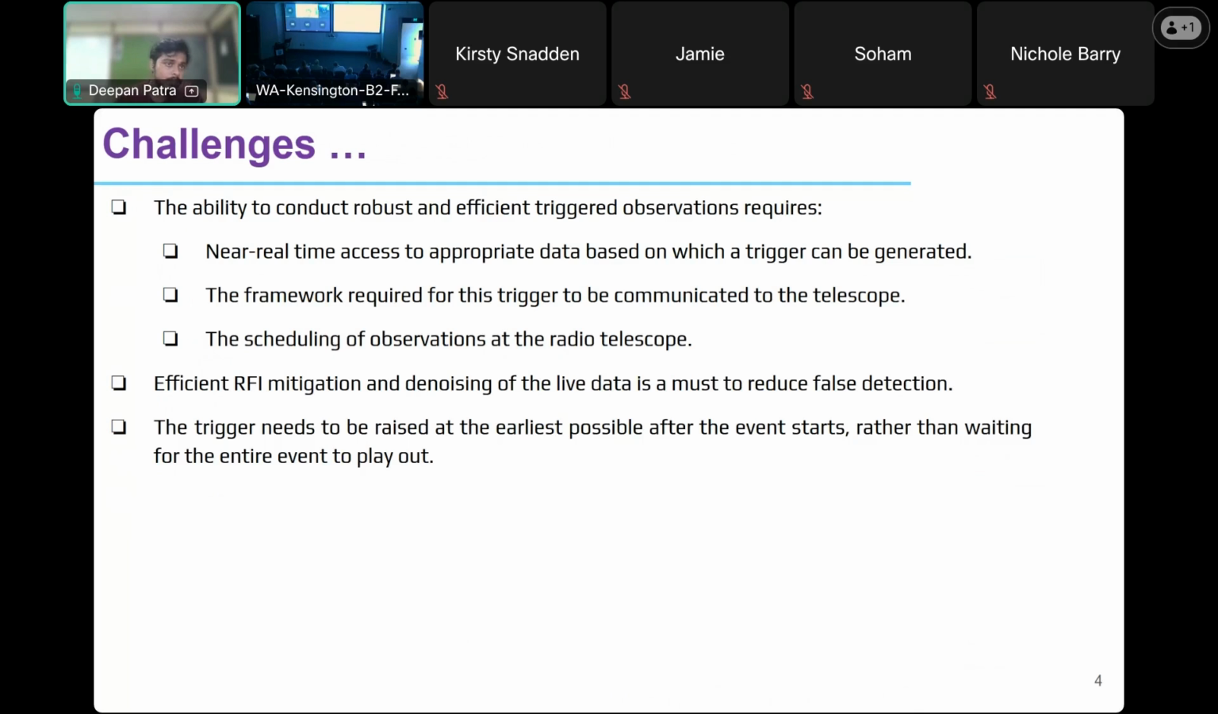However, there are some challenges. To have a near real-time trigger of these kinds of events, we need access to near real-time data, which can come from some other solar dedicated spectrograph or some co-local station. Then we need a framework for this trigger to be communicated to the telescope, and then the scheduling of the actual observation. On top of that, we need efficient RFI mitigation and denoising of the live data. Also, the trigger needs to be raised as early as possible, because if you are late, then you have already missed the event.